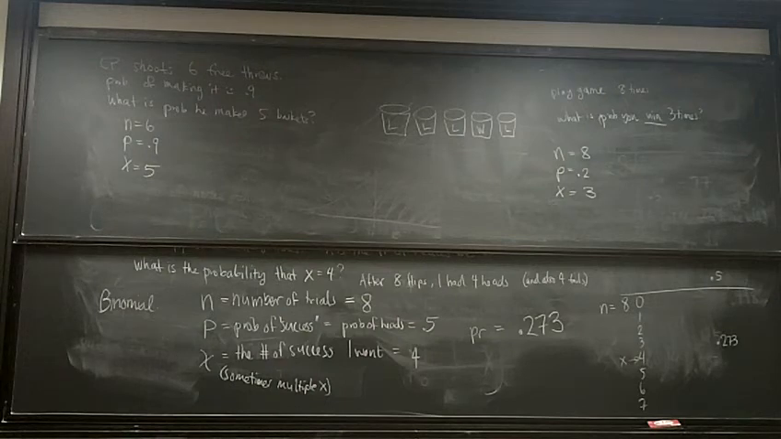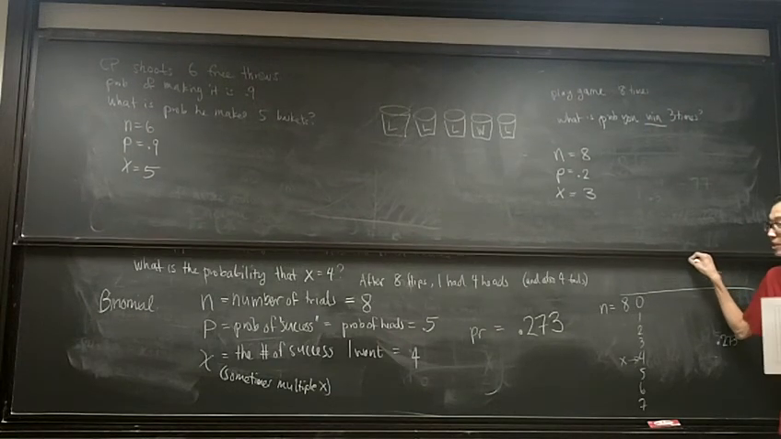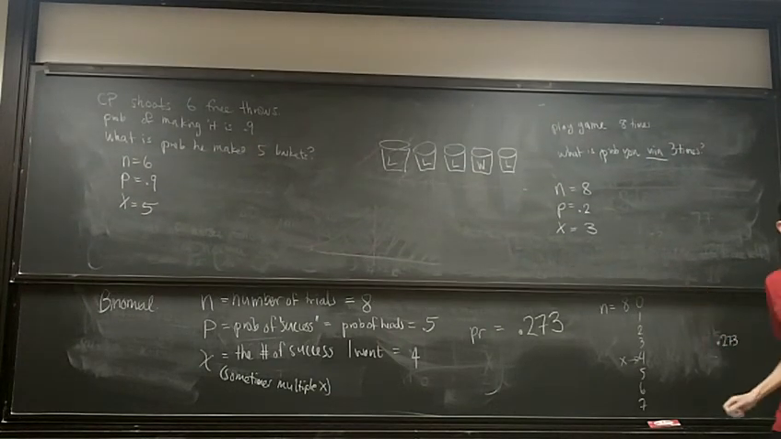Okay? And that number is 0.273. No, it's 0.273. N equals 8, p is 0.5, and x is 4. Sorry, I was looking at the wrong one. You've got to make sure you're looking at the right number.